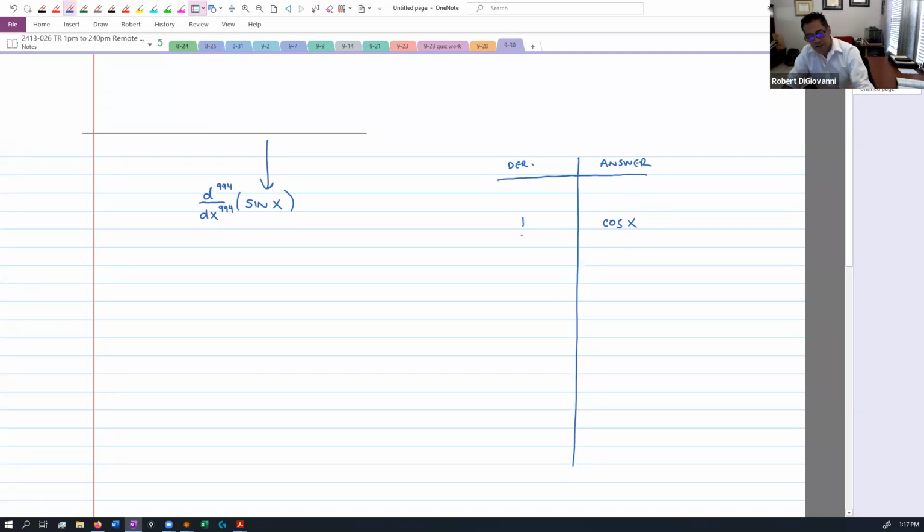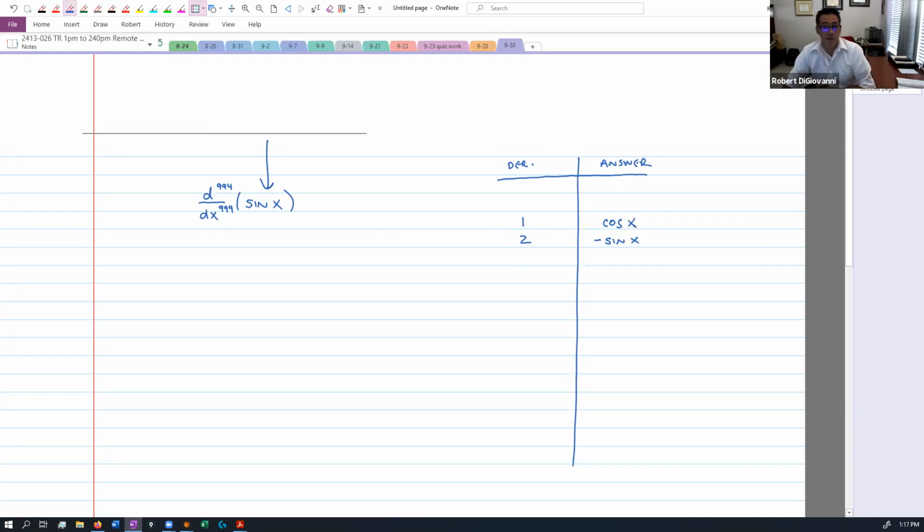Now, if I take the second derivative of sine, that means I need to take the derivative of the derivative. Well, here's the derivative of sine, right? So take its derivative. What's the derivative of cosine? Negative sine. We have to remember that, right?